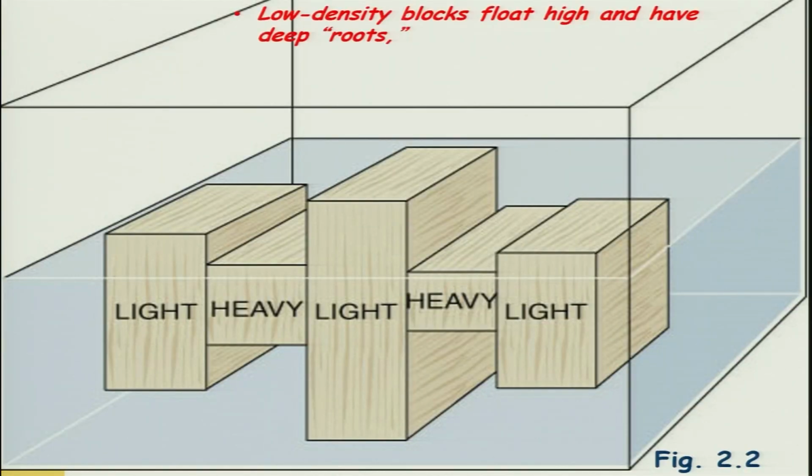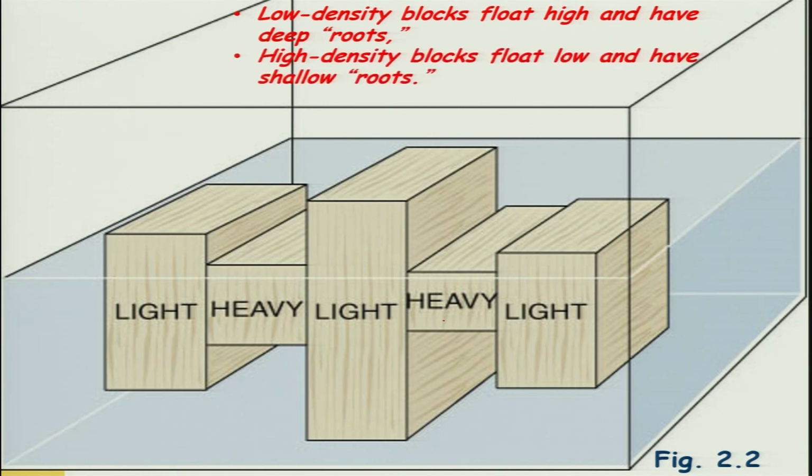So, this is an example which has been given here. A low density block floats higher and will have deeper roots, whereas the heavy blocks will float low and will have shallower roots. So, they will not have the deeper roots, but the lighter one will have deeper roots, and they will also float higher. And this is important in terms of the erosion, because if there is a continuous erosion of this, then it will keep coming up actually.